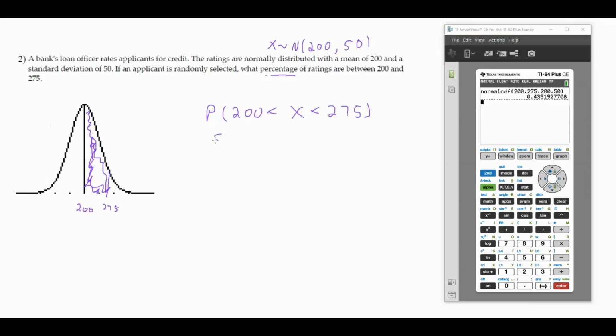So that probability is 0.433. If I round to 4 decimals, 0.4332. So if I change that to a percent, because it asked what percentage, I would get 43.32%. Again, pay attention to the rounding rules that are given on your test.